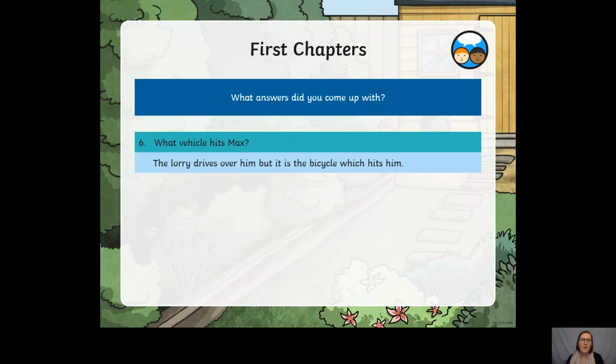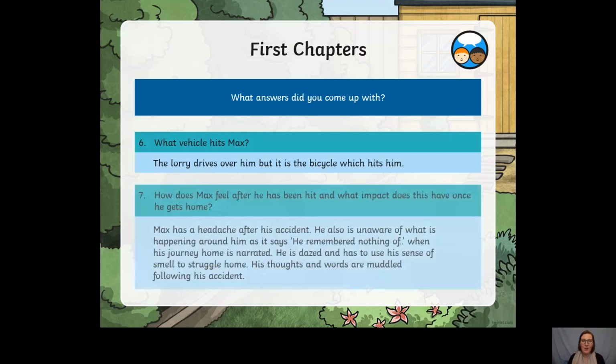Now, number 6, what vehicle hits Max? Now, remember, the lorry driver misses Max, but it's the bicycle. Remember, Max couldn't see him and he couldn't see Max, and it was the bicycle that hit him.